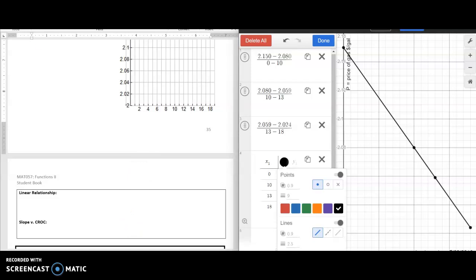Now if we just look at the definition box on the top of page 35, a linear relationship is when the rate of change between all ordered pairs is the same or constant.